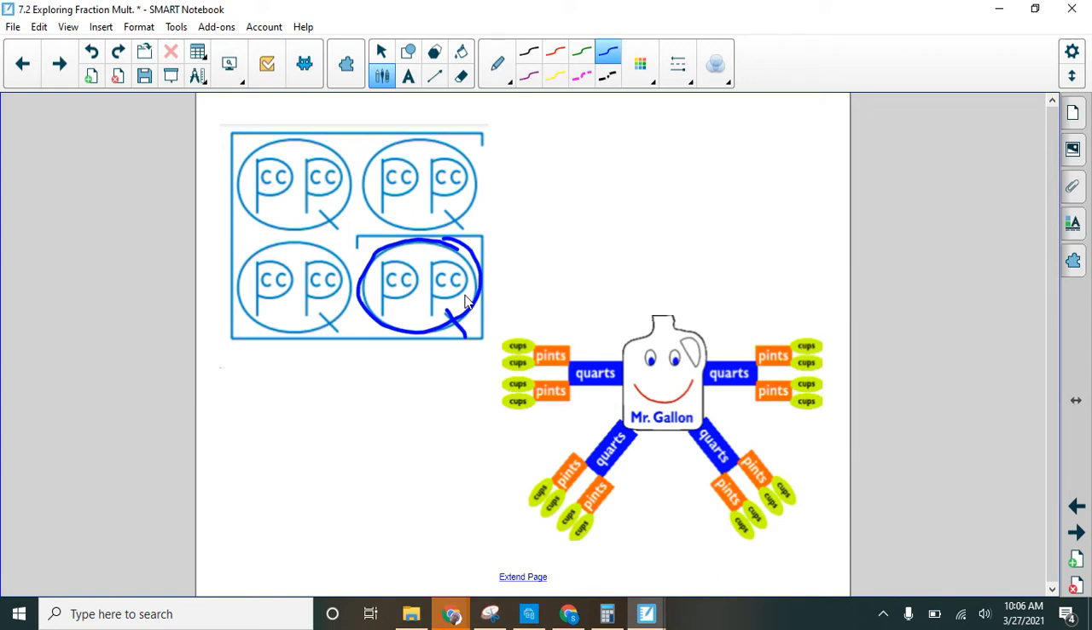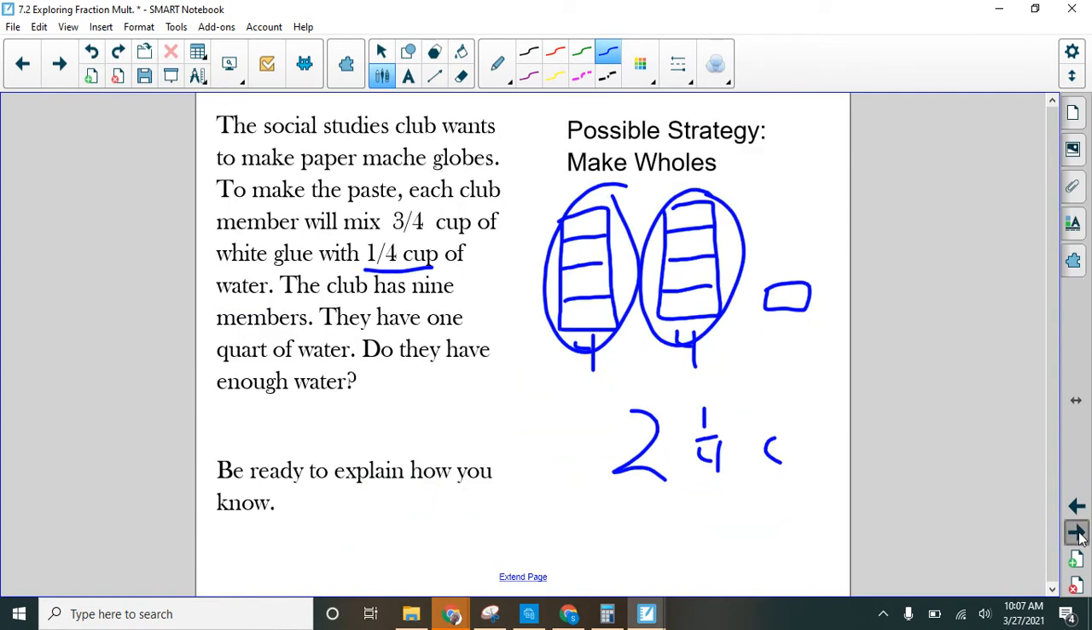They need 2 1/4. Do they have enough? They do. Yes, they do. Right? And they have enough because they need 2 1/4 cups, and there are 1, 2, 3, 4 cups inside this quart. Okay, now let's deal with the glue a little bit too.